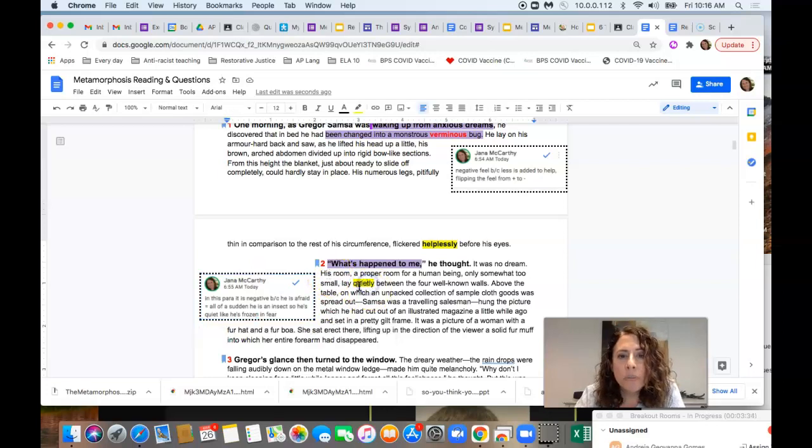It's important to note that quiet on its own is not necessarily negative or positive feel. You have to put it together with what's happening around that word to see if the context is positive or negative. If he's laying quietly because he's afraid, then that becomes a negative feel word. So that is the first thing you're doing.